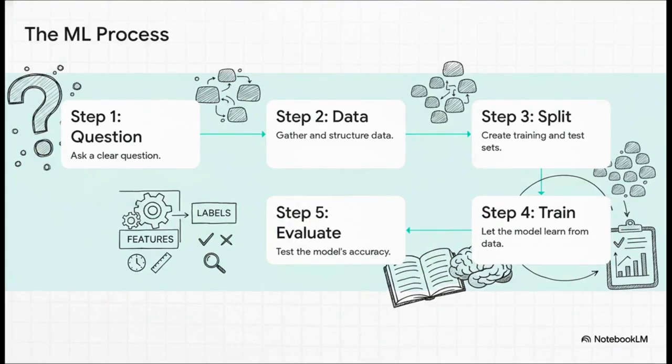All right, let's just take a step back and look at the playbook we just ran. First, we started with a clear question. Can we predict the species? Then we gathered our data and organized it into features and labels. Third, and this was crucial, we split it into a training set and a test set. Fourth, we trained a model on the textbook. And finally, we evaluated it on the final exam. This 5-step recipe, this is the backbone for so many machine learning projects out there.